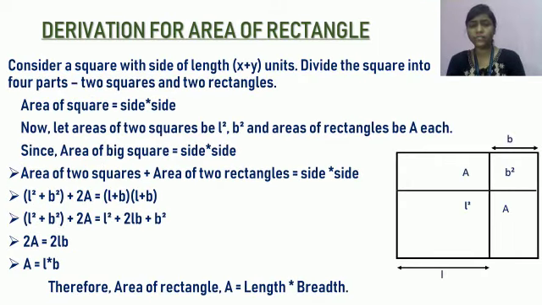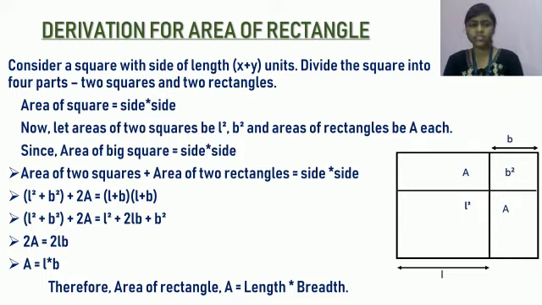So now after the perimeter, we will derive the formula for area of a rectangle. For that, let us consider a square with side of length x plus y units. Divide the square into 4 parts, 2 squares and 2 rectangles. Let the sides of the 2 squares be small l and small b. Then their areas will be l square and b square respectively, and the area of the 2 rectangles is capital A each.